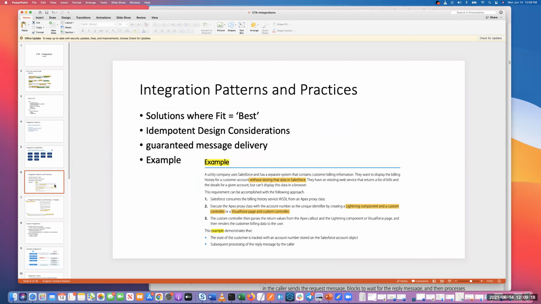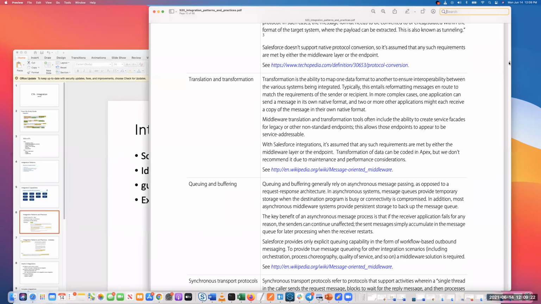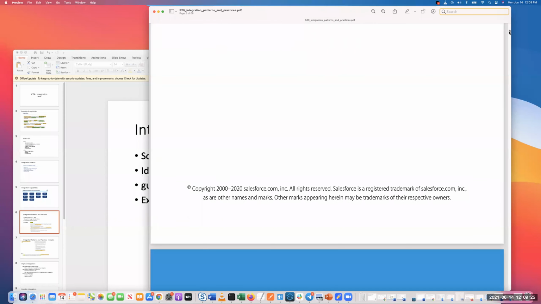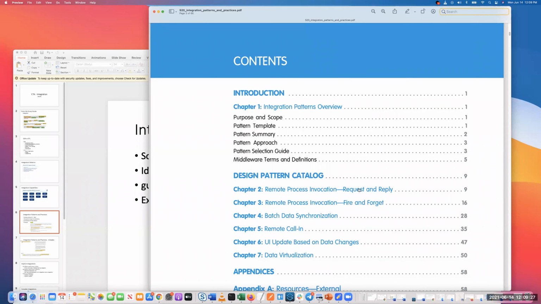Next, in the integration patterns and practices documents, you've seen it here. You should be reading this. I took a printout and I read this a few times. It's very important, and every release Salesforce updates this, so you have to keep an eye on the changes.